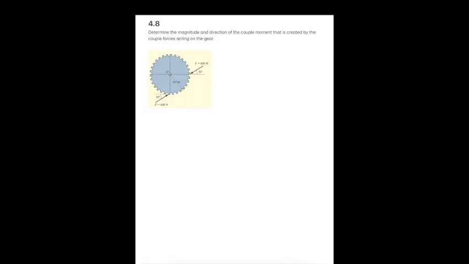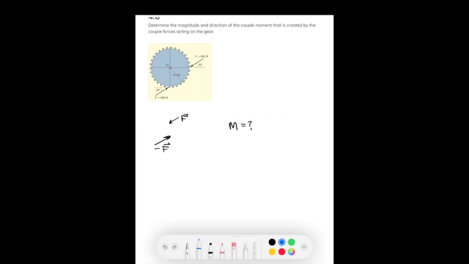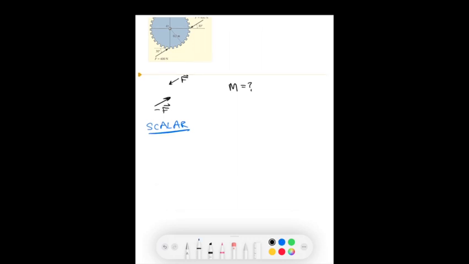In the last example, we're looking at a force couple, and this creates a couple moment. So these two forces are acting in equal and opposite directions. We have F and we have negative F. And we're asked to find the couple moment. So what is the moment? Well, we can do this two ways. We can do this using a scalar approach and a vector approach. Let's look at the scalar approach first.